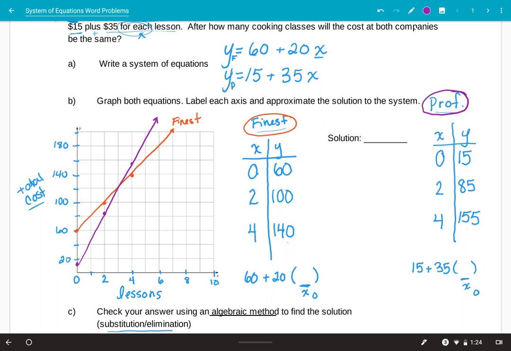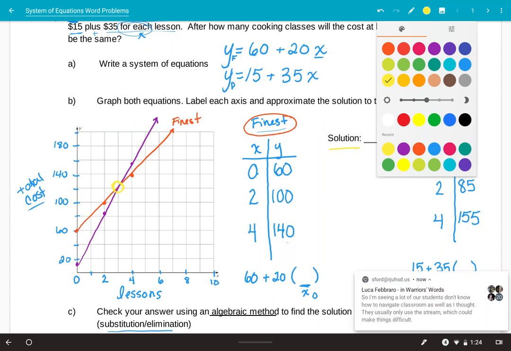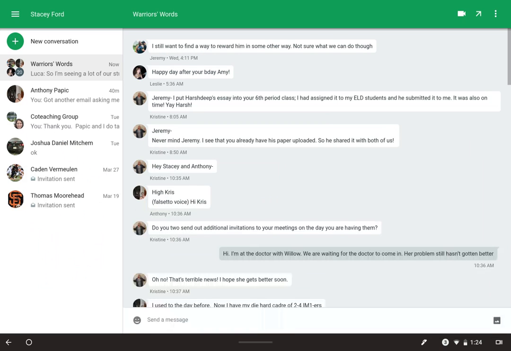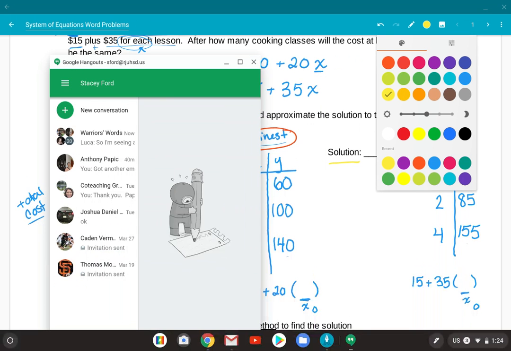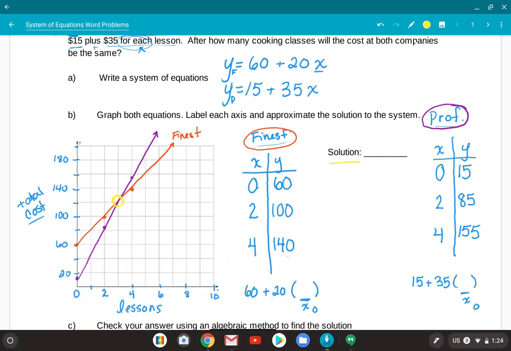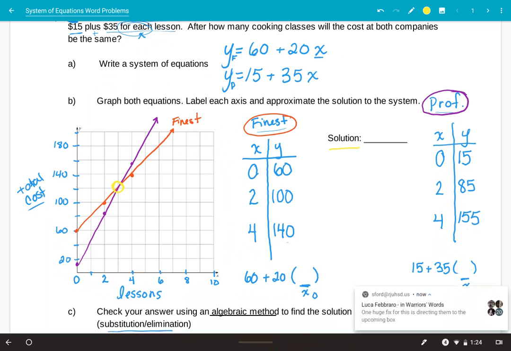Now, it sort of looks like we are meeting about right here. So that's where it looks like we're meeting. So for our solution, we want to put a number in there. Oh, there it goes. Up. Sorry, you guys. Don't know why it does that. There we go.